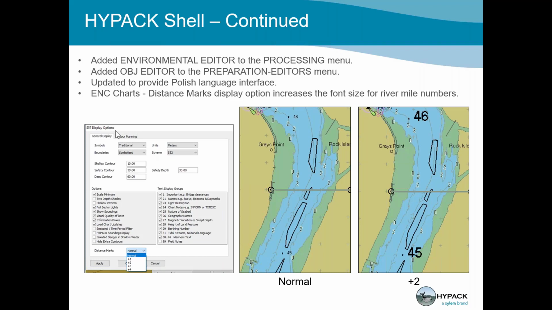So we put an option under the S57 display options, under where it says distance marks, and you can increase the size 1 times, 2 times, 3, 4 times, and so on. And on the right hand, we did a +2 increase size. So you see that those mile markers really stand out. It's just a nice, convenient feature to help you out in the field. I know river dredgers have previously relied on a DXF overlay to get that feature and have those mile markers. It's nice for them not to have to worry about the extra step. Exactly, yeah. These ENC charts have a lot of information that's really convenient to display.